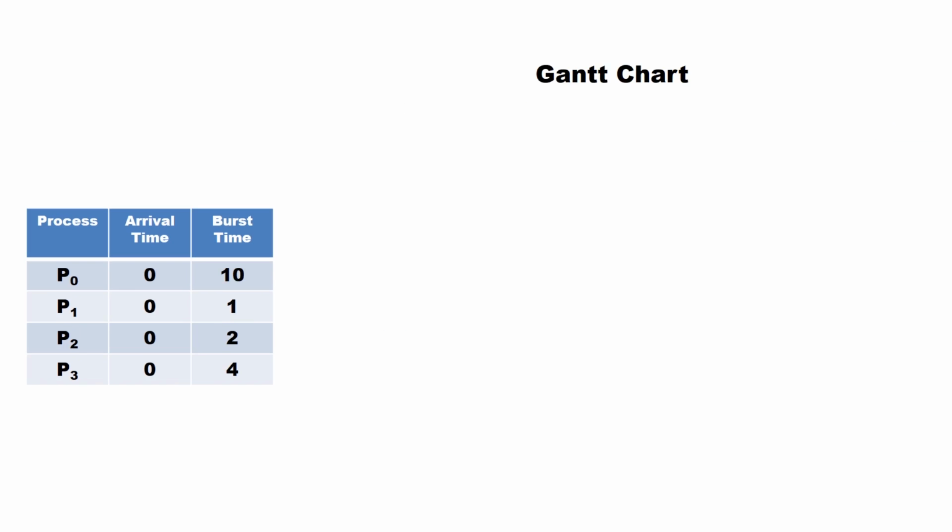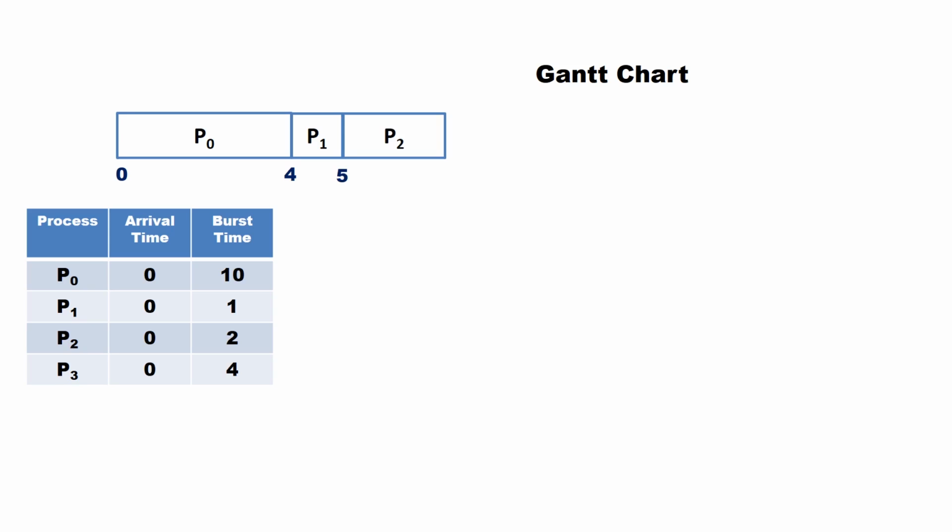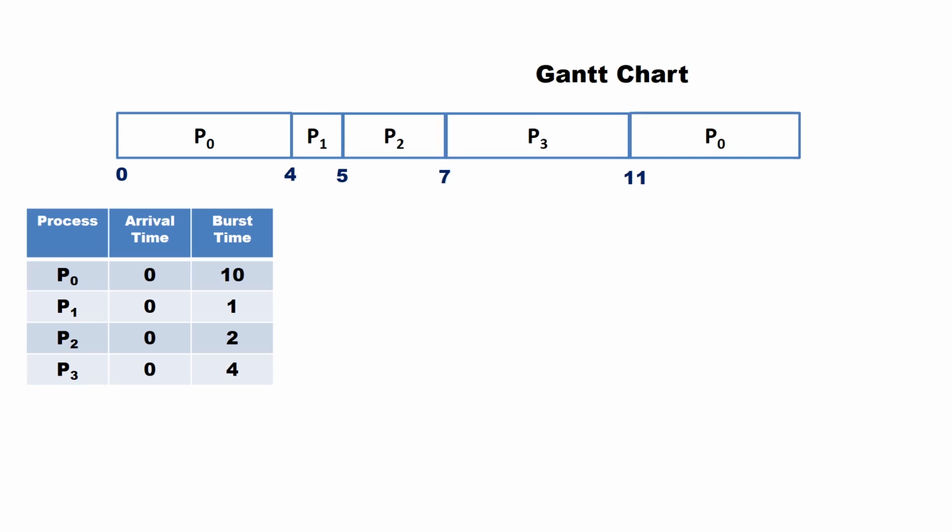Let us draw the Gantt chart. P0 starts at time 0 and releases the CPU at time 4. P1 starts at 4 and finishes at 5. P2 starts at 5 and finishes at 7. P3 starts at 7 and finishes at 11. P0 resumes its execution at 11 and releases the CPU at 15. P0 again resumes at 15 and finishes at 17 milliseconds.